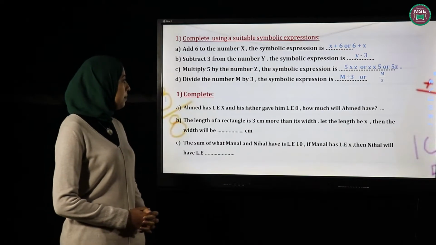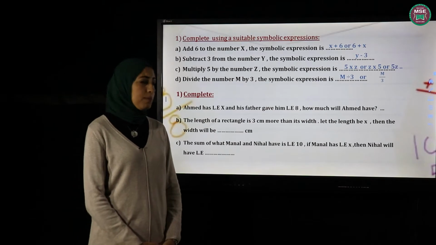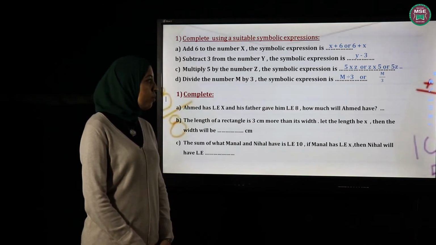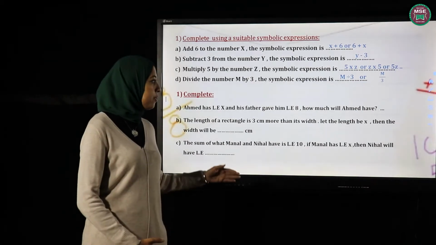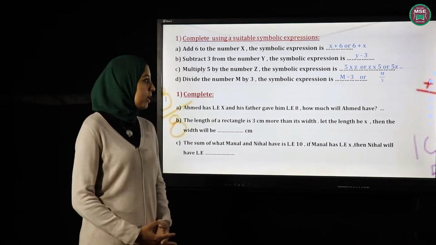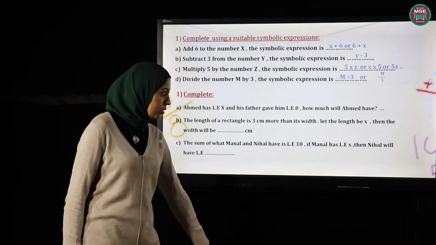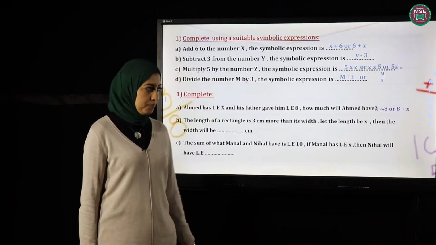Complete. Ahmad has LE x and his father gave him LE 8. How much will Ahmad have? Ahmad has x and his father gave him. Gave him means he added to him 8. So the answer is x plus 8 or 8 plus x.